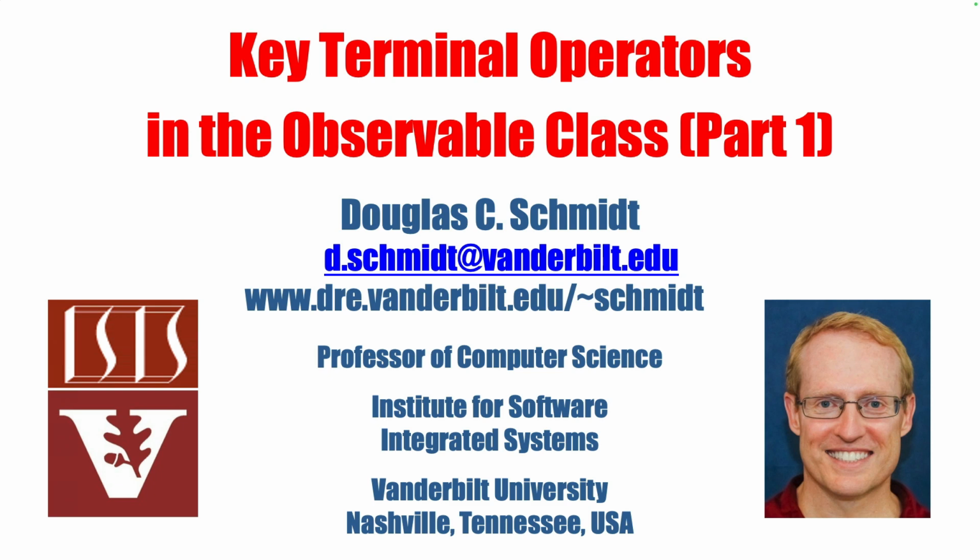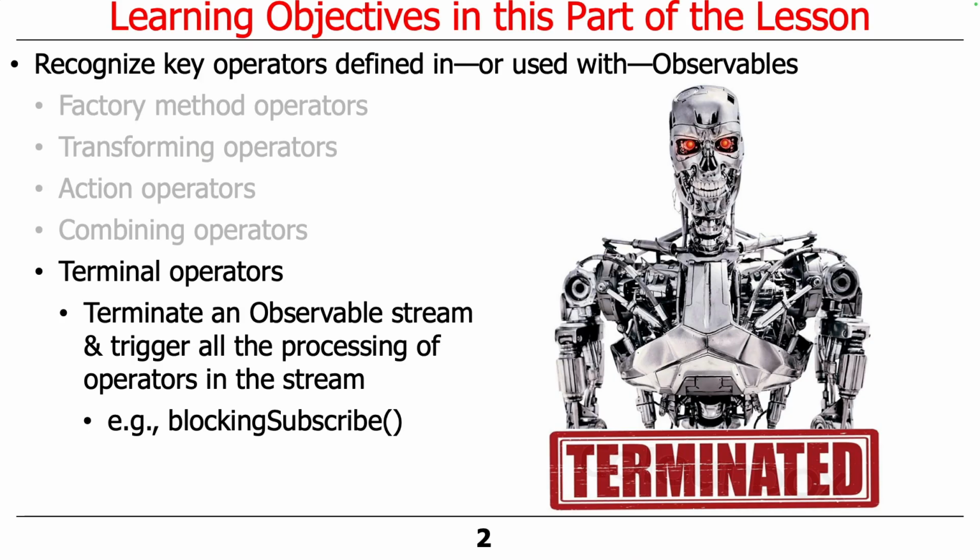What we're going to do today is continue our discussion of key operators in the Observable class that's part of RxJava, a key part of RxJava. And we're going to start by discussing a terminal operator called blocking subscribe, which is used to terminate an observable stream and then trigger all the processing of operators in the stream. You'll see we'll first talk about blocking subscribe, and later we'll come back and talk about subscribe in a subsequent video.